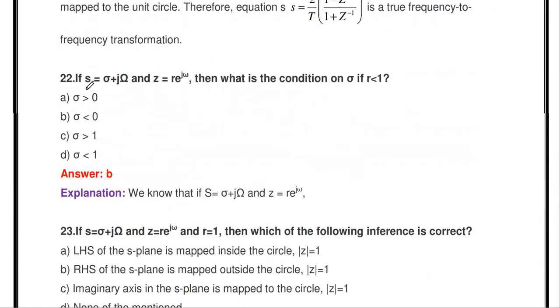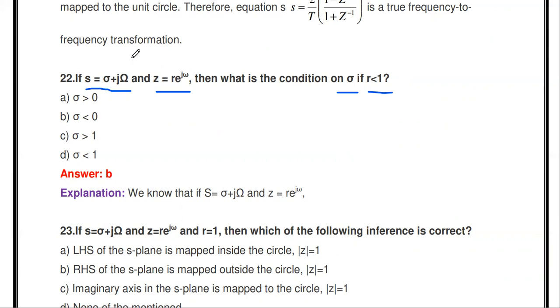The next one: if s is equal to sigma plus j omega and z is equal to R into e power j omega, then what is the condition on sigma if R is less than 1? Already we studied this question in the previous video, but in a different format. If sigma is less than 0, what is the value of R? If sigma is equal to 1, what is the value of R? If sigma is greater than 1, what is the value of R? Here they are asking in reverse.